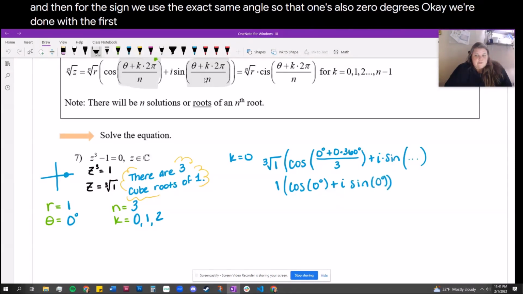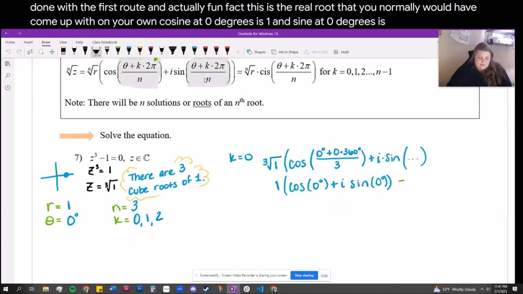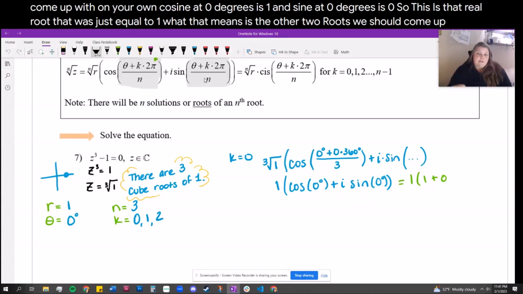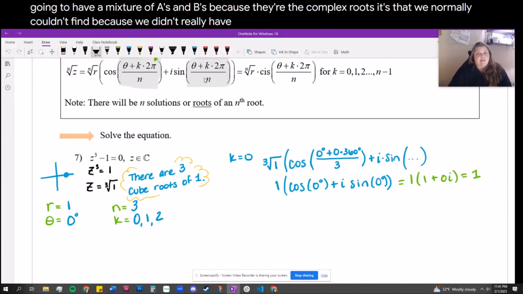Okay, we're done with the first root. And actually, fun fact, this is the real root that you normally would have come up with on your own. Cosine at 0 degrees is 1, and sine at 0 degrees is 0. So this is that real root that was just equal to 1. What that means is the other two roots we should come up with are going to have a mixture of a's and b's, because they're the complex roots that we normally couldn't find because we didn't really have a way to find them.